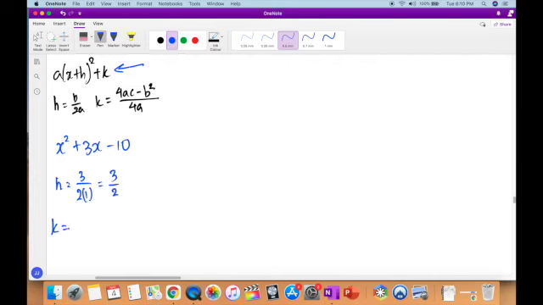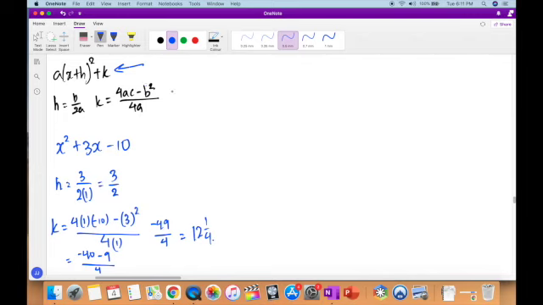And then k is going to be 4 times a, which is 1, times c, which is negative 10. Notice the signs. Minus b, which is 3 squared, all over 4a, which is 1. So k is going to end up being 4 times 10 is negative 40, minus 3 threes are 9, so minus 9, all over 4. So that is negative 49 over 4. And 49 over 4 is 12 and a quarter.